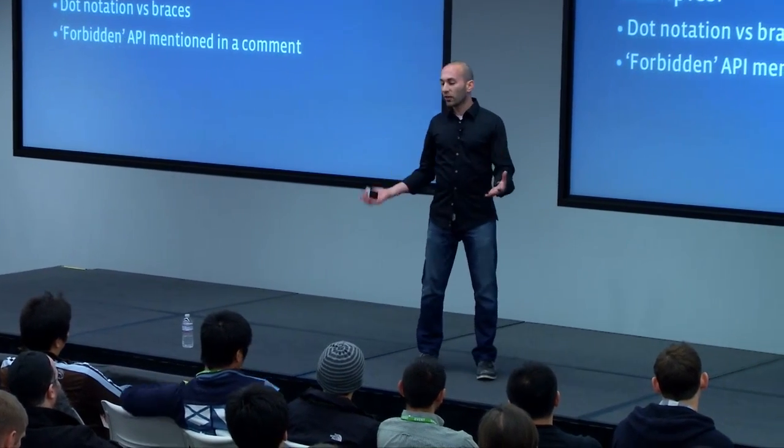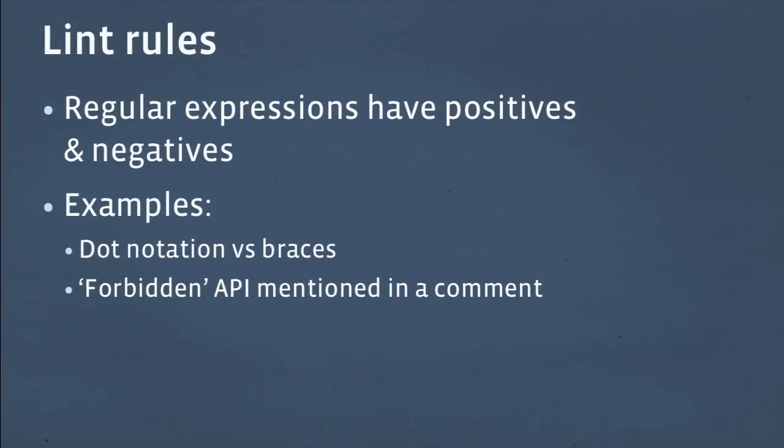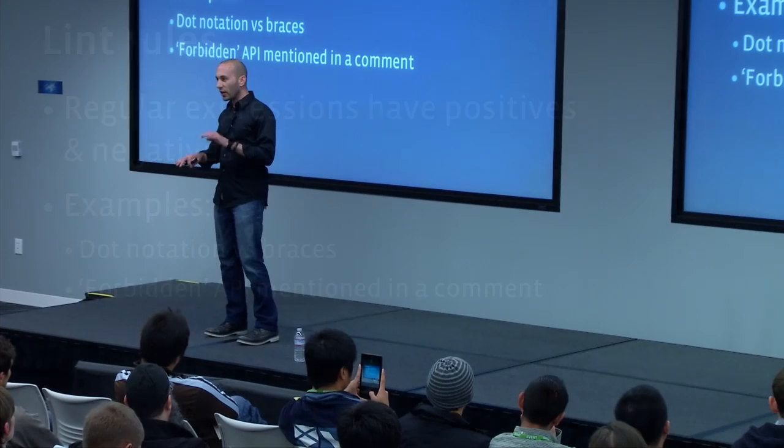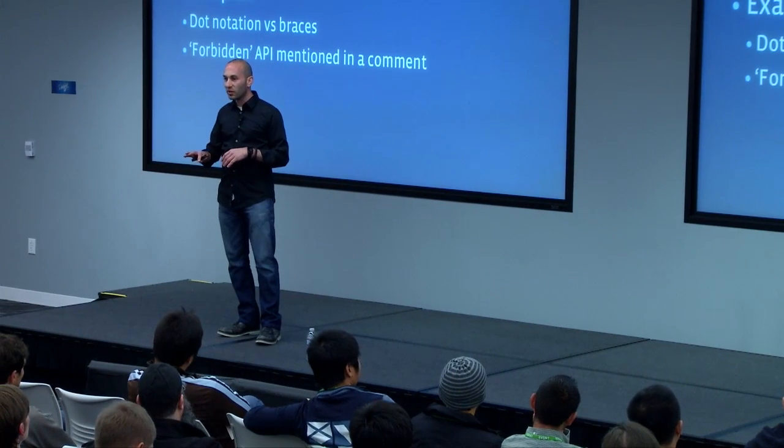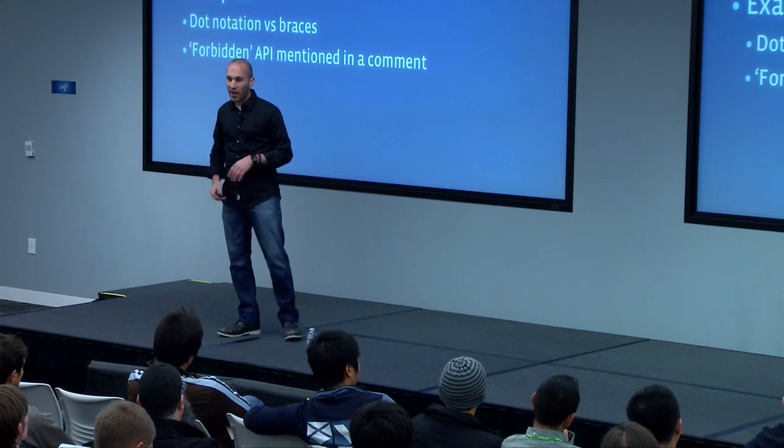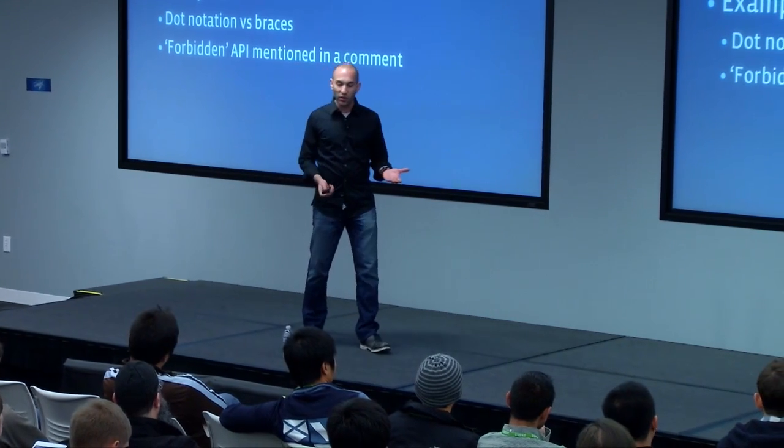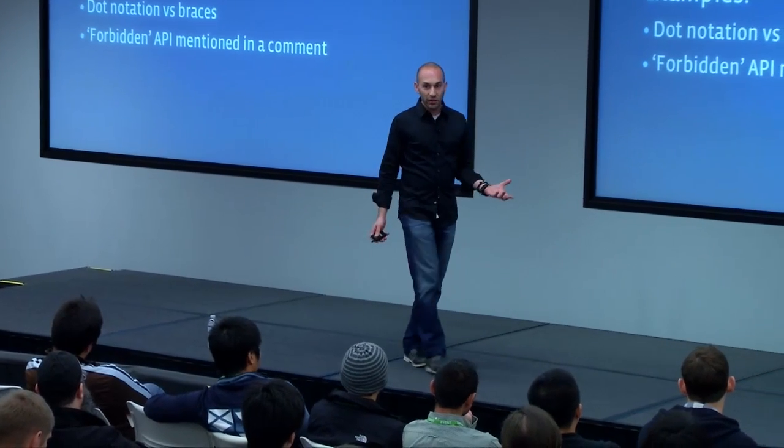So lint rules, regular expression-based, but it has some positives and negatives, right? For example, if you have some rules that check for dot notation instead of braces, well, people like to use them interchangeably. Or let's say I write some comment that says, I don't want to use UI accessibility trait header because it's going to cause a crash on iOS 5. Well, the lint rule is going to fail on that and give me a warning when I really didn't use it in code.